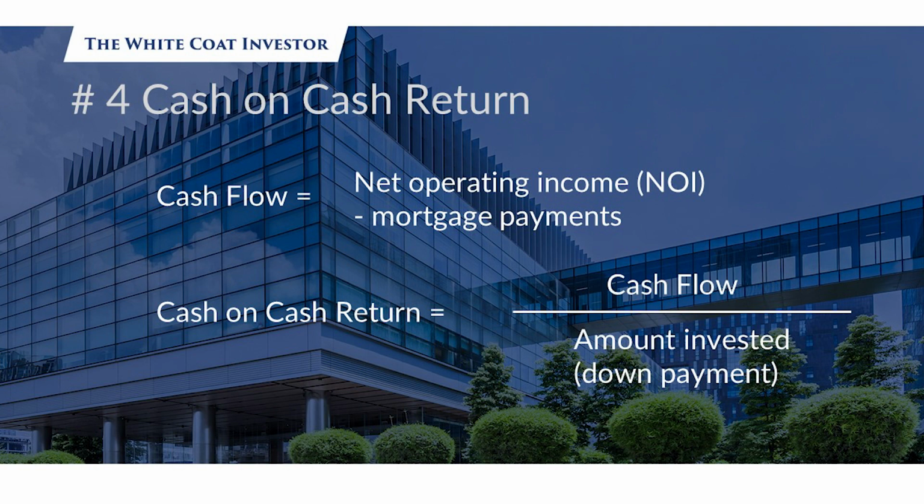And that's important to understand that it's the original investment, not the current value of the property. So you take your gross operating income, you subtract your non-mortgage expenses, then you subtract your mortgage principal and interest, and that gives you your cash flow from the property. Then you divide that cash flow by the amount that you invested.